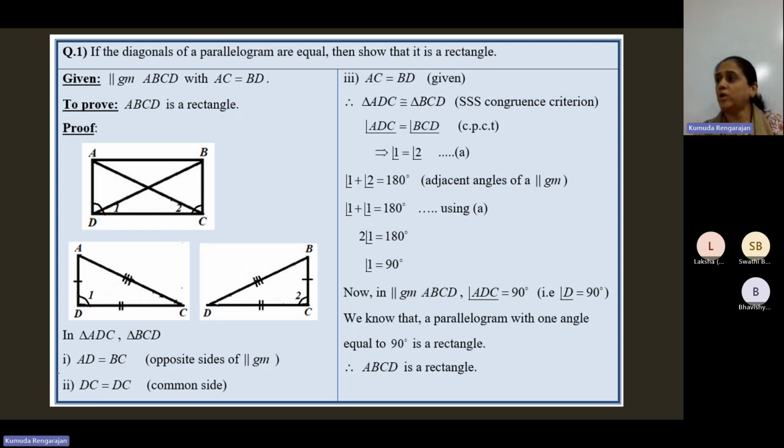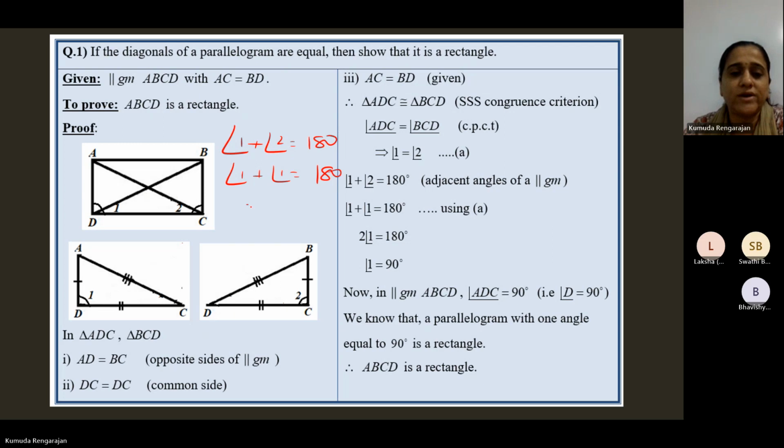But they are co-interior angles, right? Angle 1 is equal to angle 2, CPCT. But 1 and 2 are co-interior angles or adjacent angles. So they're supplementary. Angle 1 plus angle 2 is 180. That means angle 1 plus angle 1 is equal to 180. Twice angle 1 is 180. Angle 1 is equal to 90. So we proved that this angle is a right angle, so it's a rectangle.